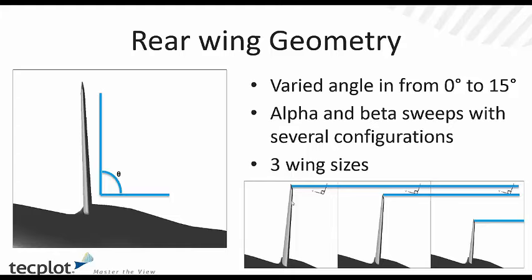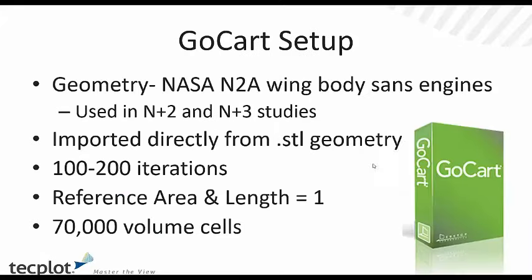And the other thing we looked at is overall wing size. So you can see we have the large wing, medium wing, and small wing. And we'll look at the overall output variables in terms of stability for the different configurations as part of the tutorial. We used the NASA N2A wing body without the engines. We used it in N+2 and N+3 studies, imported directly using the STL file.